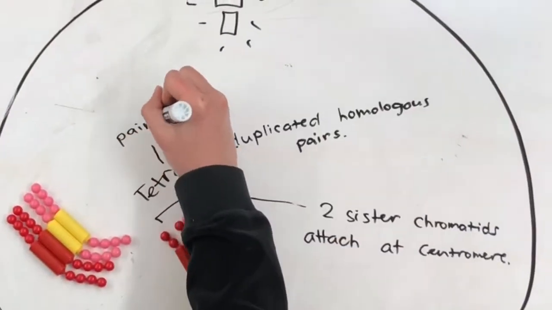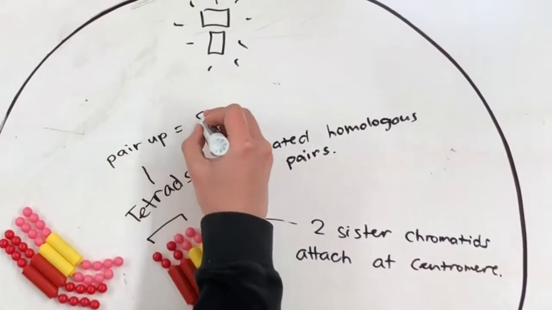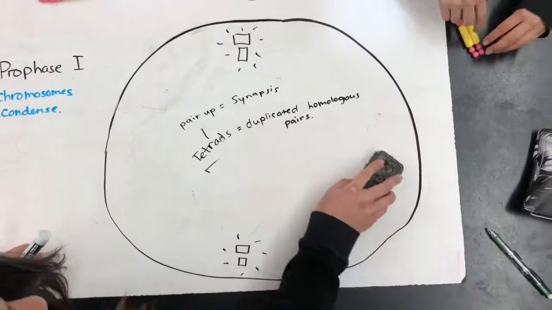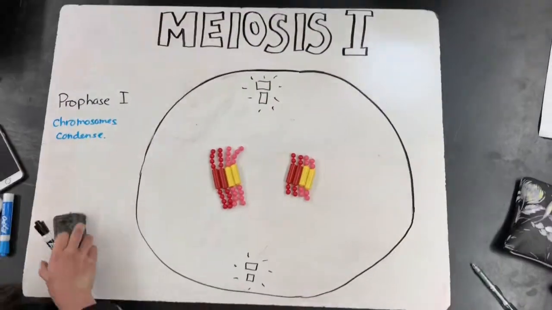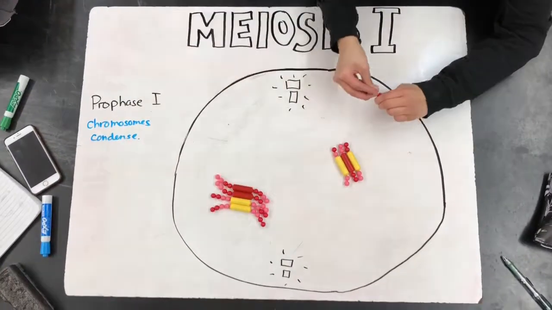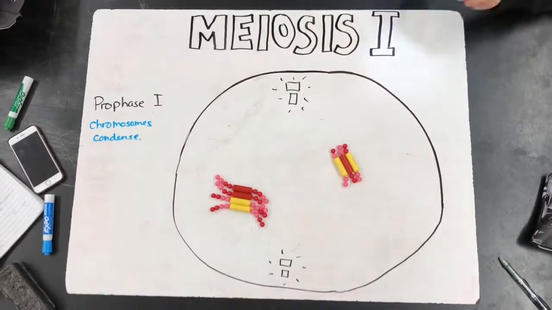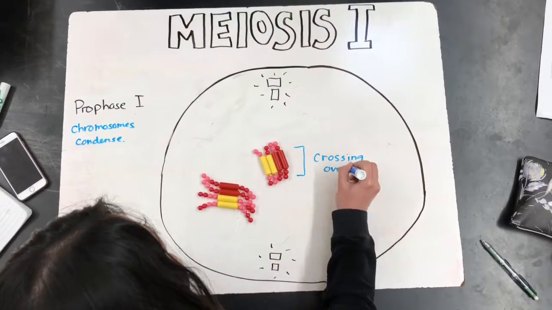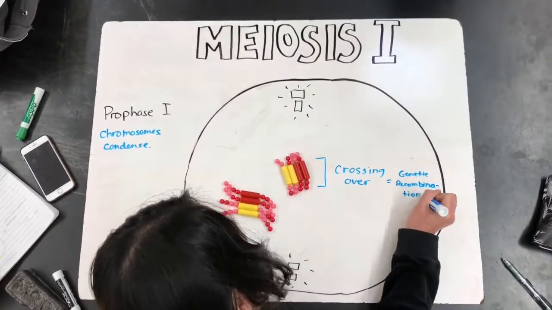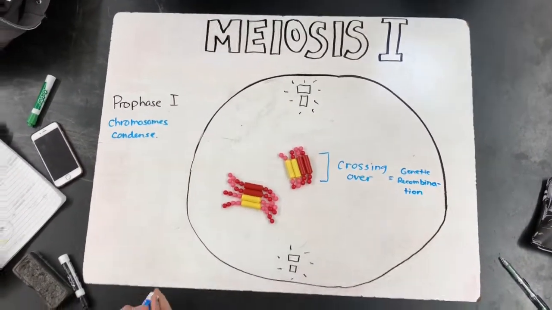When these tetrads pair up, it is called synapsis. This doesn't occur in mitosis. During synapsis, portions of chromatids break off and attach to adjacent chromatids in a homologous chromosome. This is a process called crossing over. This allows for genetic recombination, creating variety in DNA.